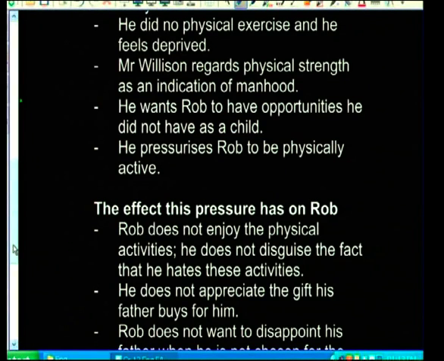Should we put so much pressure on young people? So it pressurizes Rob, and we've got to ask ourselves the question, should parents impose so much pressure on young people? Let's look at the effect this pressure has on Rob now. How does it affect Rob?